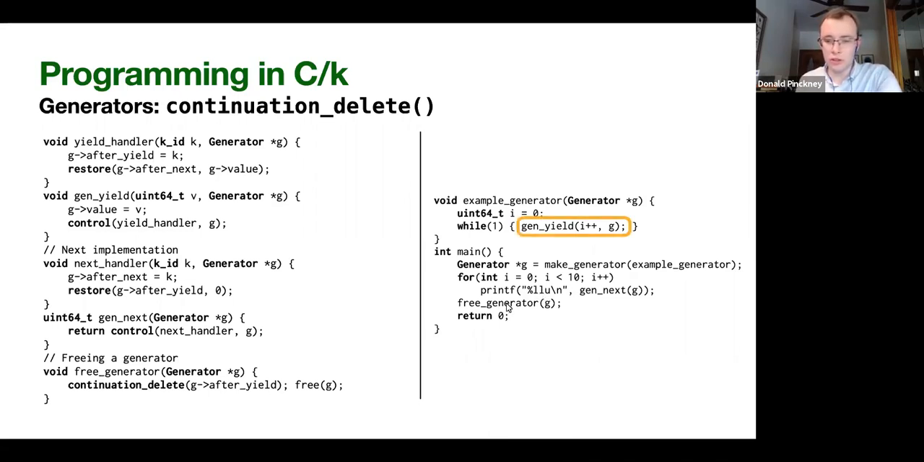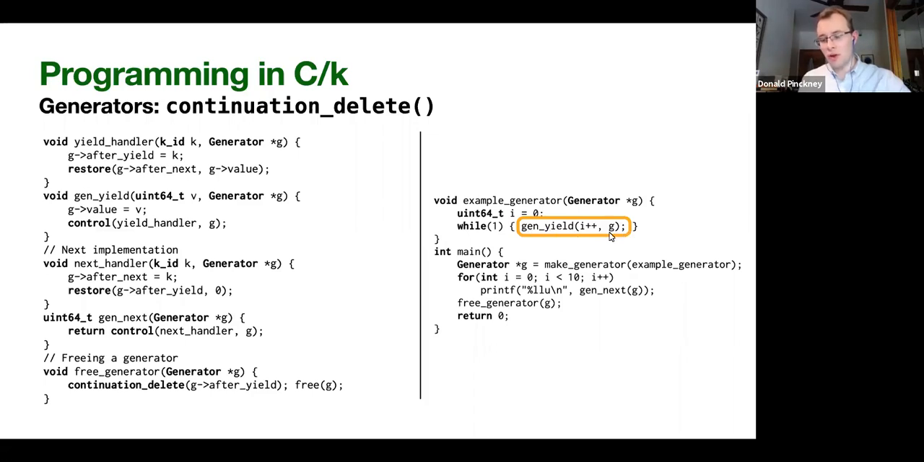Okay. So this thing is a little bit of a chicken and the egg in that it's hard to show how it gets started. But let's say that this has already been running for a few iterations. And let's say that what's happening right now is that we've called genNext, and the generator is currently running. On the next iteration of the loop, it hits the gen yield function.